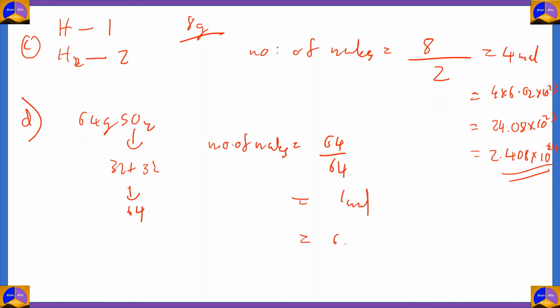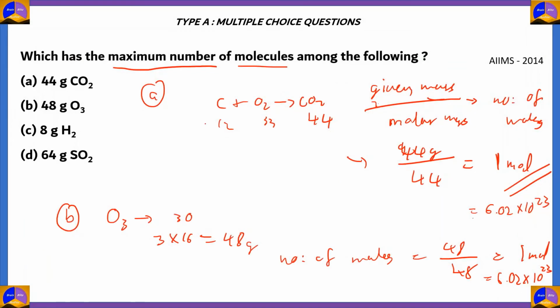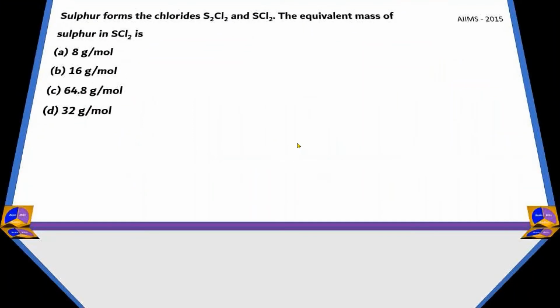1 mole is equal to 6.02 into 10 raised to 23. So therefore, we can find that option C, 2.408 into 10 raised to 24, is the highest number of molecules among the given options. So therefore, option C, 8 grams hydrogen gas, is the right answer. So 8 grams hydrogen gas has the maximum number of molecules among the given options.